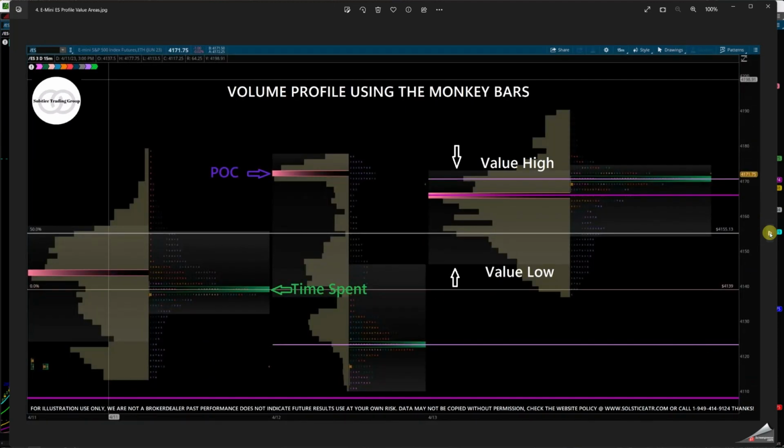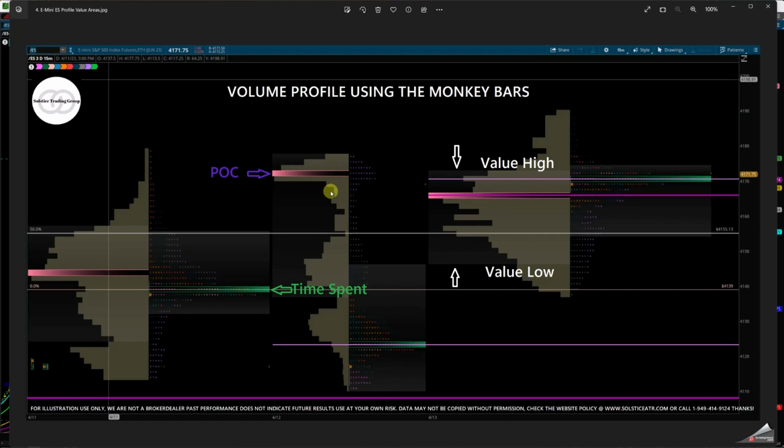What I have here is the E-mini S&P 500. The volume profile is the shaded gray area in beige. The value area high and low are in shadows. And the time spent are in numbers or alphabets. And the green is the time value. The POC is where most contracts are bought and sold in the S&P 500.